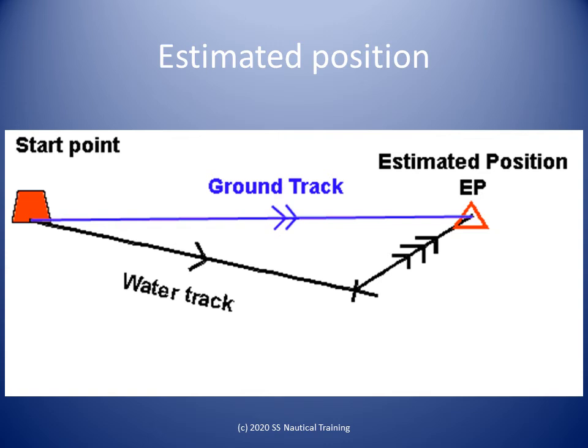The tidal vector has 3 arrows and the EP is indicated by a triangle around the position. An EP should also have the time and log reading of the time it was plotted.